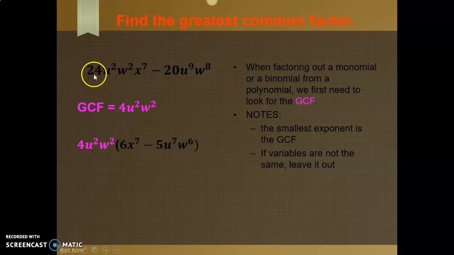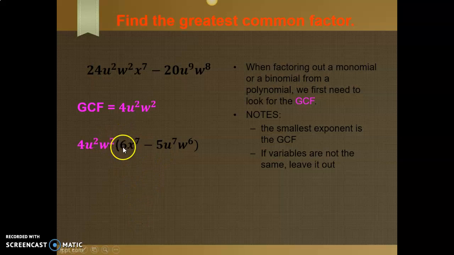So looking at 24 and 20, remember we found the greatest common factor by listing the factors of each of the numbers, and the one that they have in common that's the highest will be the greatest common factor. In this case, 4 will be our greatest common factor. Then we have u squared and a u to the 9th power. Remember, the smallest exponent is the greatest common factor, so we take the u squared. Then we have w squared and w to the 8th. The smallest exponent is the w squared. Here we also have an x to the 7th, but we don't have an x to the 7th over here, or any x at all, so we don't include the x.